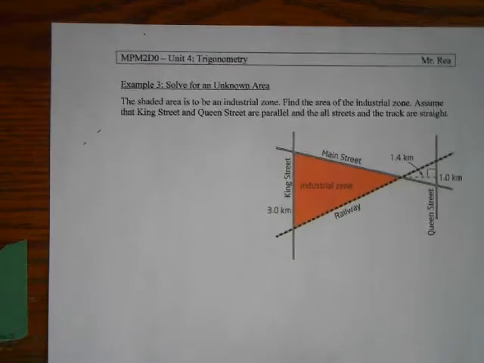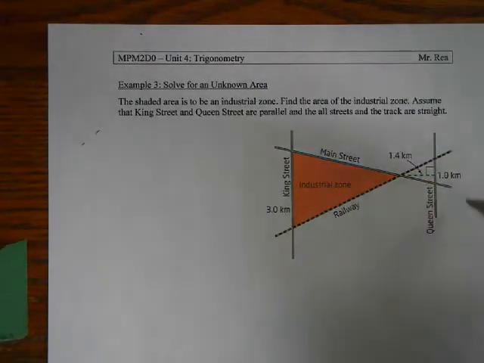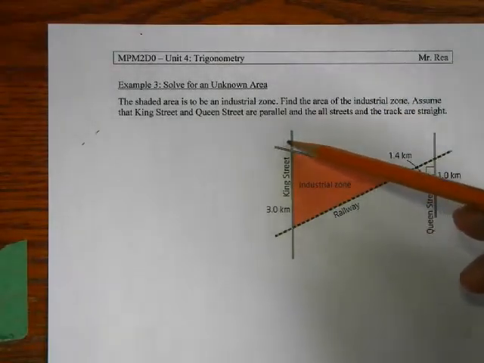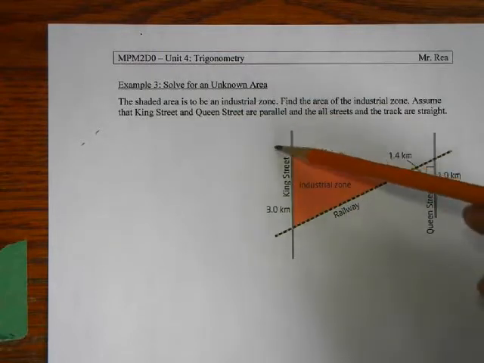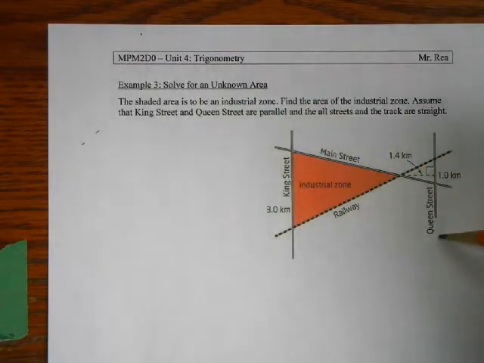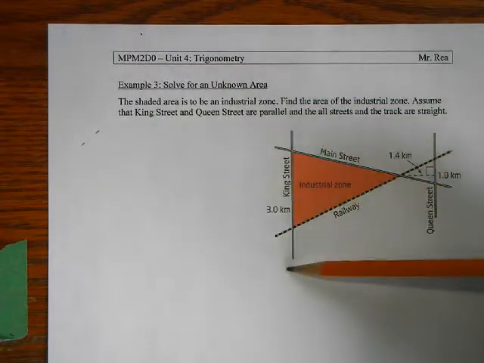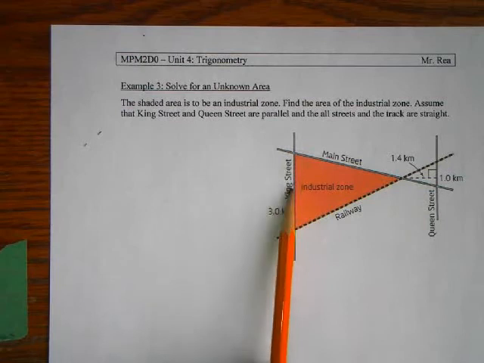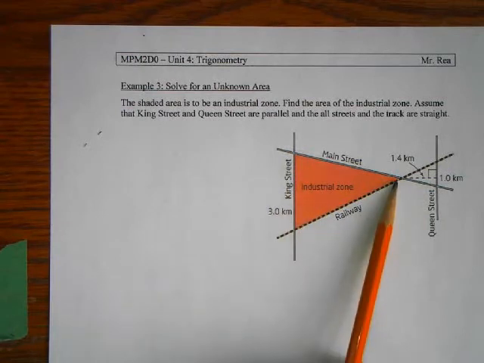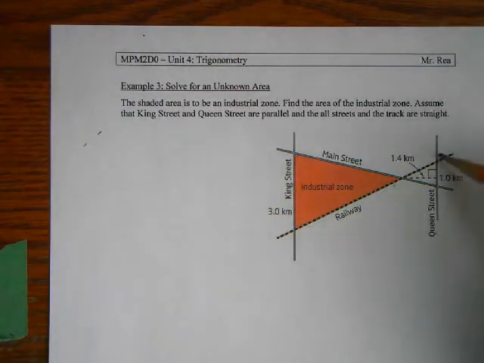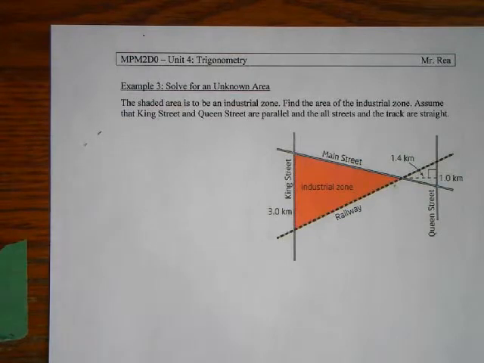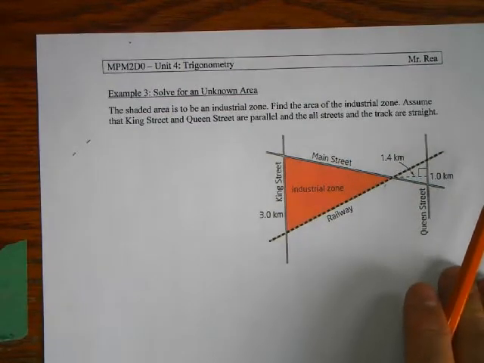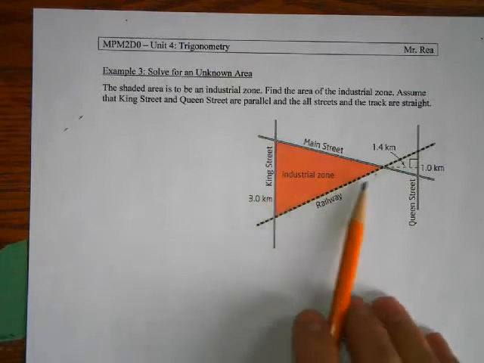So this is kind of looking from above. We've got a city map here. We've got Main Street, we've got Queen Street, we've got a railway, we've got King Street. So this industrial zone is bordered by these two streets and the railway track, and then we've got this smaller area here that's bordered by Queen Street, the railway, and Main Street. They want us to figure out the area of this industrial zone.